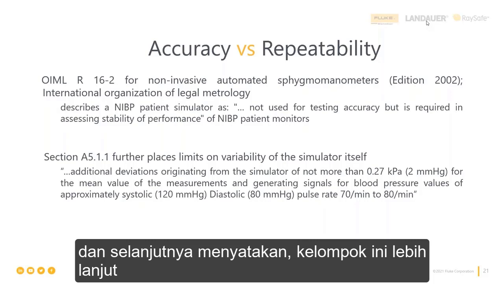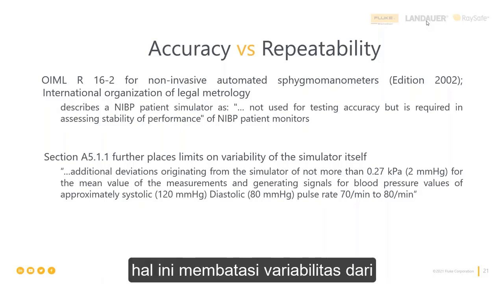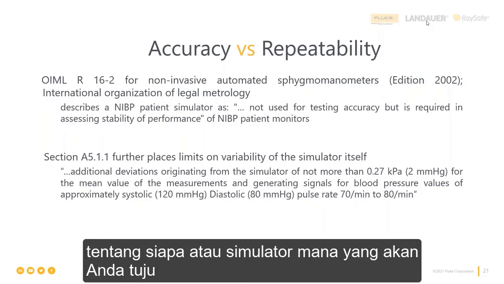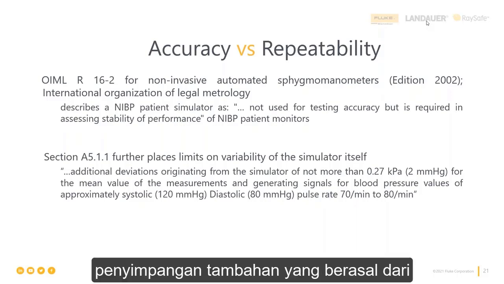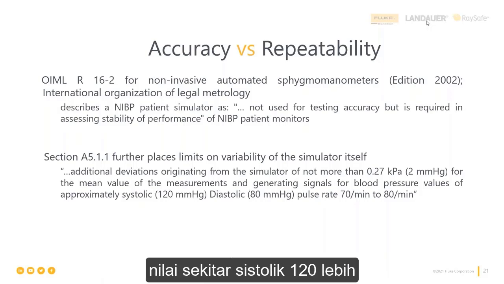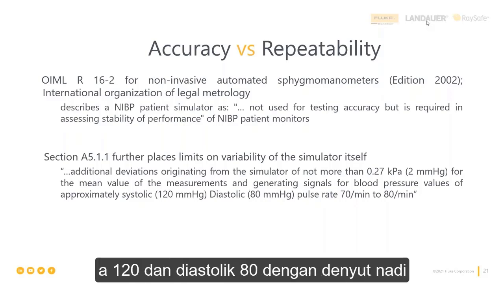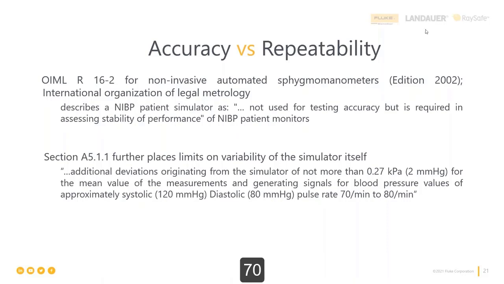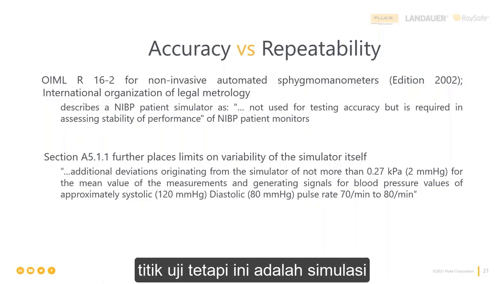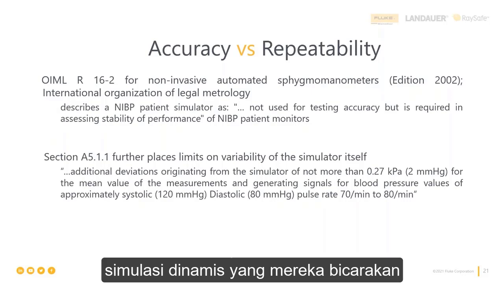And this group further states that it places limits on the variability of the simulator itself. So think about this when you're thinking about which simulator you're going to buy. Additional deviations originating from the simulator of not more than 0.27 kPa, that's about 2 millimeters of mercury, for the mean value of the measurements, and generating signals of blood pressure values approximately systolic 120 and diastolic 80 with a pulse rate of 70 to 80 beats per minute. That is the key test point, but it's a simulation, the dynamic simulation that they're talking about here.